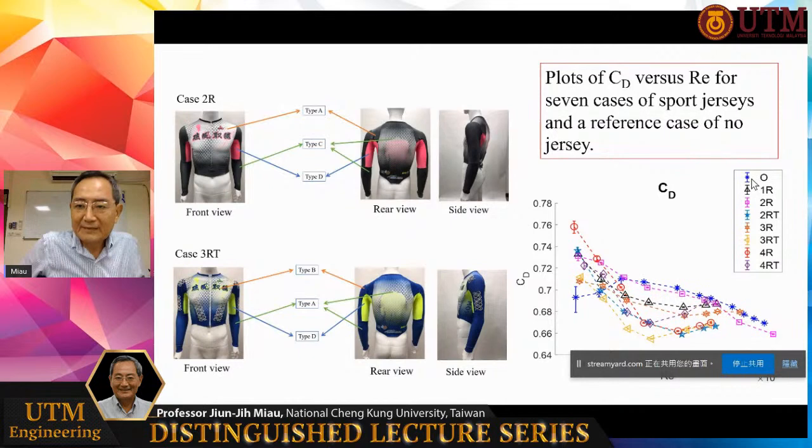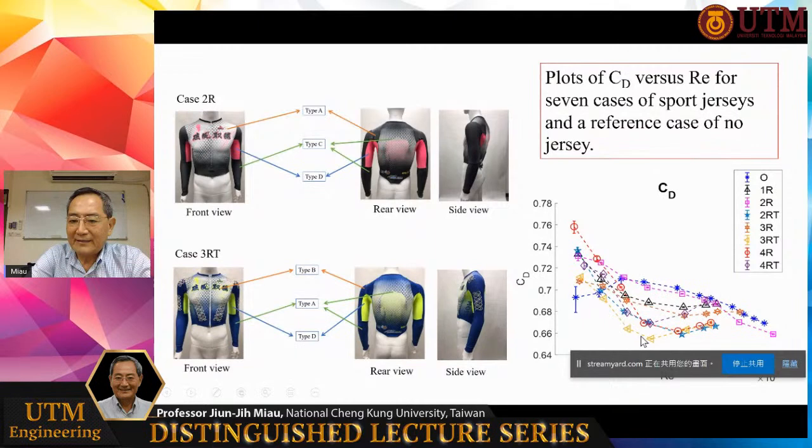So here shows the plot of the drag coefficient CD versus the Reynolds number for seven cases of sport jerseys and the reference case of no cross. You can see that this blue symbol represents the reference case, no sport cross, no jersey. And you can see that there are some good, nice cases. The case 3RT is this case here, which has this skeleton triangular pattern on the arm, at the shoulder, and on the chest, on the front of the body, and that makes this drag reduction very, very effective.